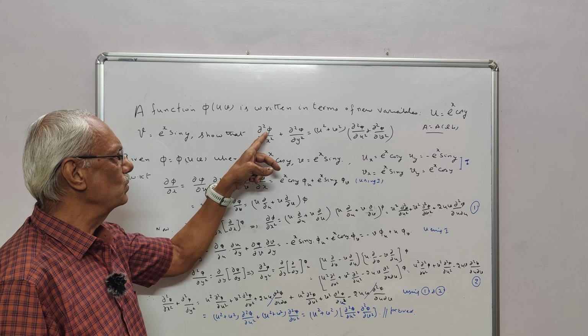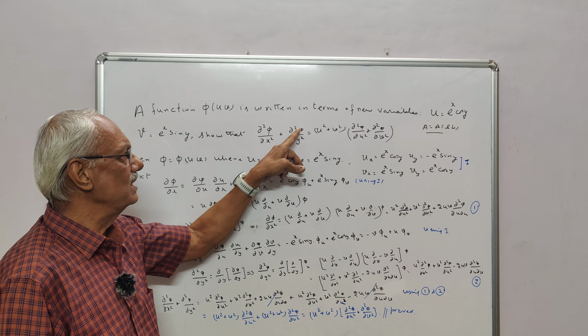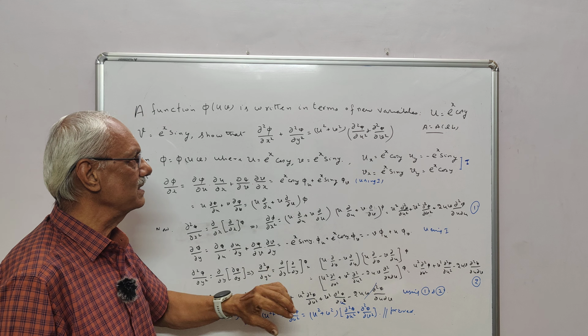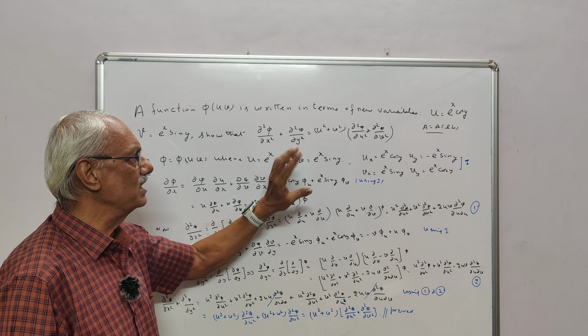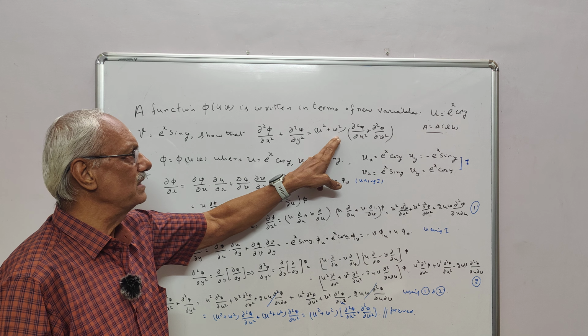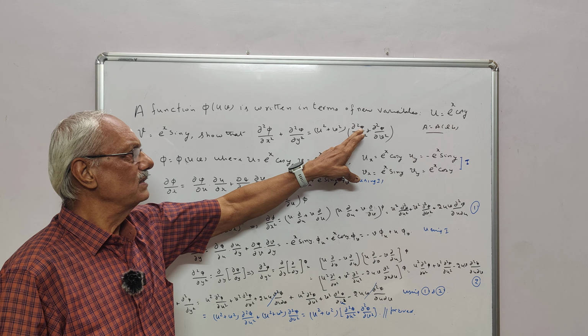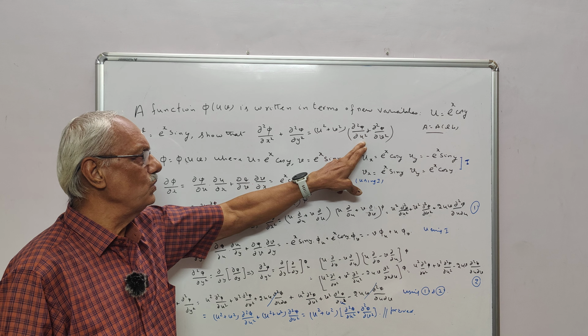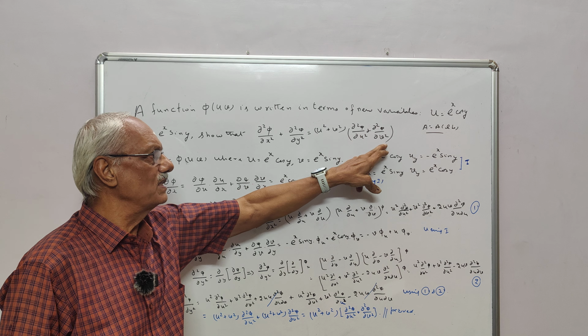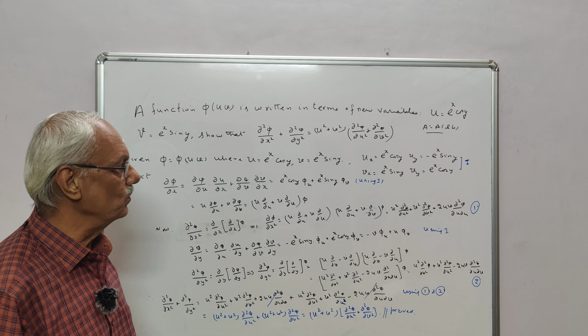This one is the second derivative of phi with respect to x plus the second derivative of phi with respect to y, which is equal to u square plus v square into the second derivative of phi with respect to u plus the second derivative of phi with respect to v. This is what we have to prove.